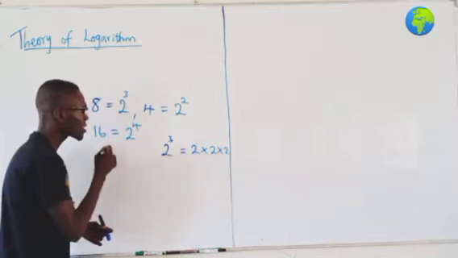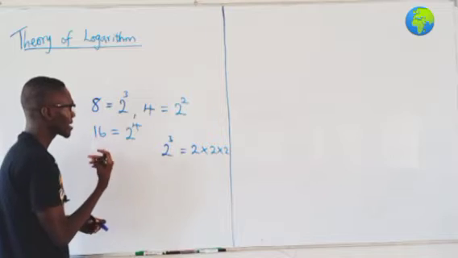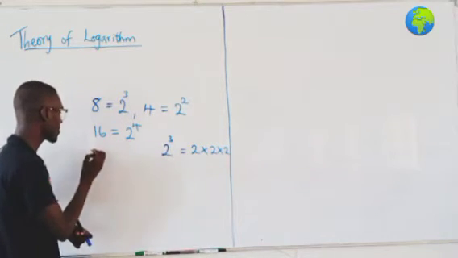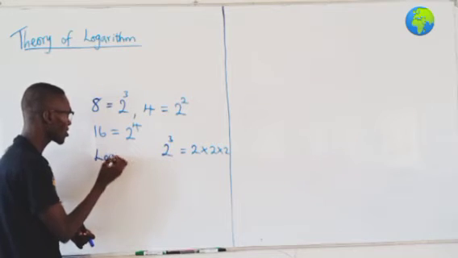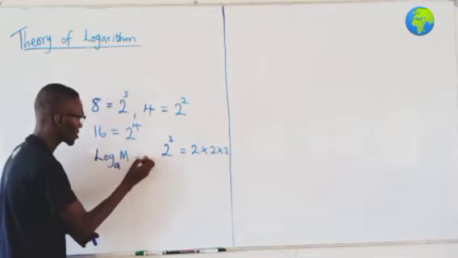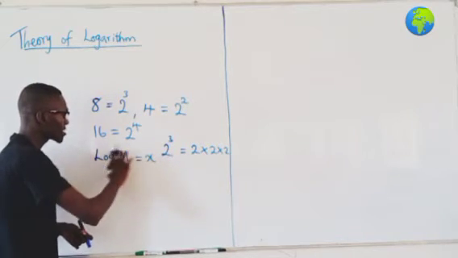I'll write a certain formula we'll be using, because I'm sure maybe you might have heard of it sometimes back or you've forgotten about it. So for instance, when you have, let's say, log of m with a certain base a is equals x. Let me interpret what this whole thing means.